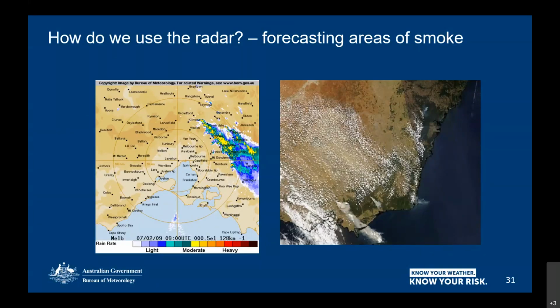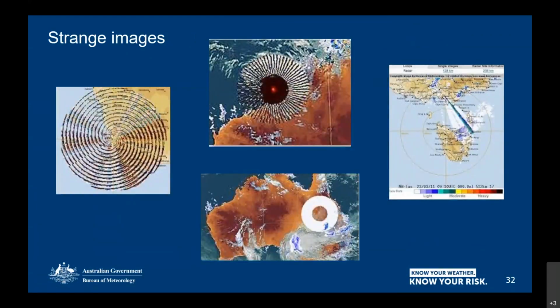So this imagery here, if we look at our satellite imagery, we've got this large area of smoke advecting down along the coast here, and you can see it actually also here on our radar. So this isn't rainfall, this is just smoke being detected. I'm going to hand it over to Andrew to explain some of these strange images.